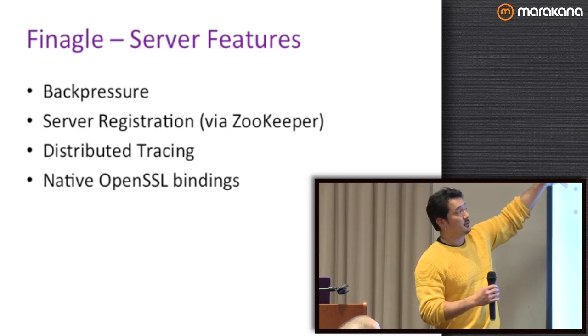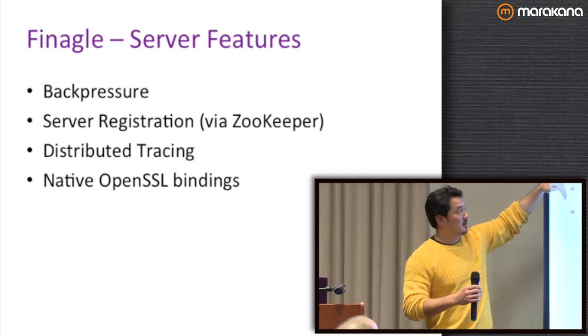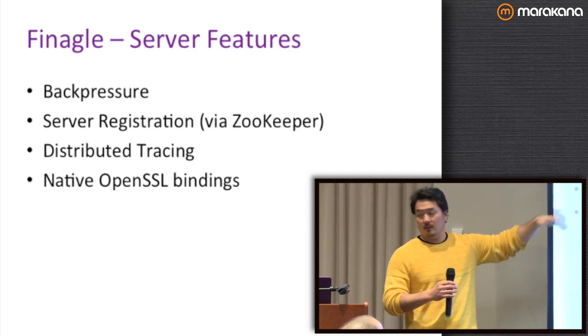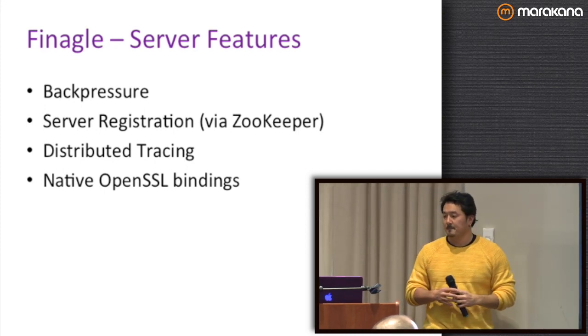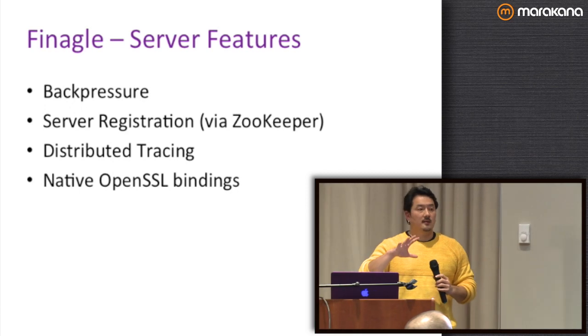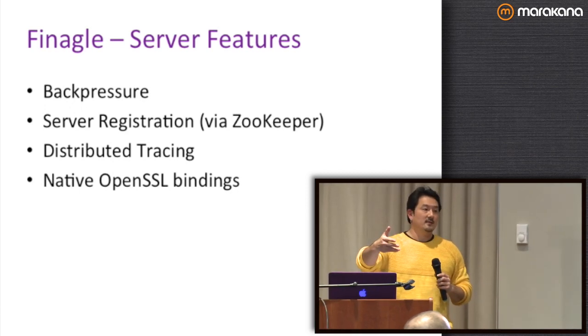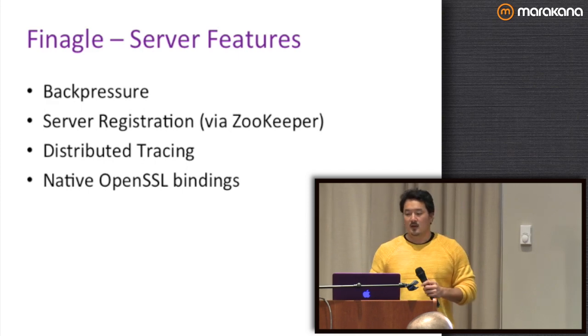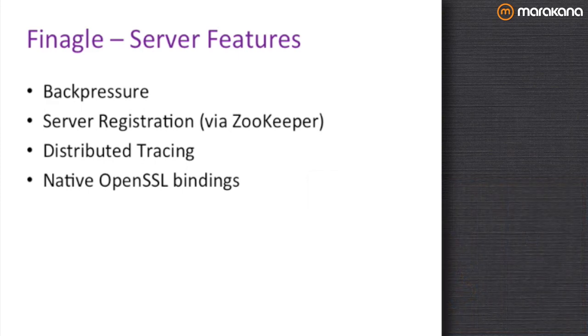Things like back pressure, server registration via Zookeeper, distributed tracing, the native OpenSSL bindings. And all these things, just like the futures code was really easy to access, Finagle has made it really easy to access these features on the back end. What I'll do is I'll go through a few examples of those.